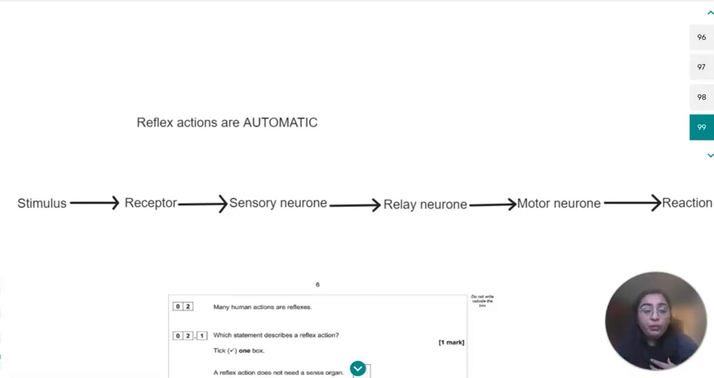So we're going to talk about this reaction. We're going to talk about these actions, and then we're going to answer some exam questions about how you might be asked about reflex actions in an exam scenario. So the reflex action or the reflex pathway is as follows. There will be a stimulus, something dangerous. Using that flame example, that flame is our stimulus.